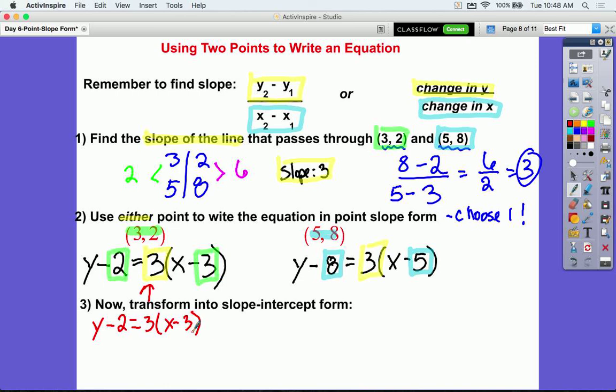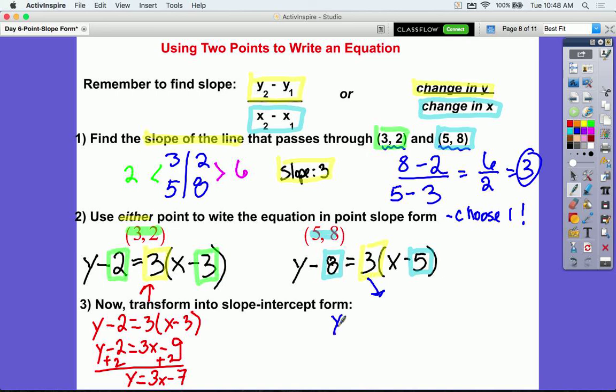Did I do that right? 3x minus 3. Yes. Here's what I got. Y minus 2 is equal to 3x minus 9, plus 2, plus 2. Y equals 3x minus 7. That's my equation in slope-intercept form.